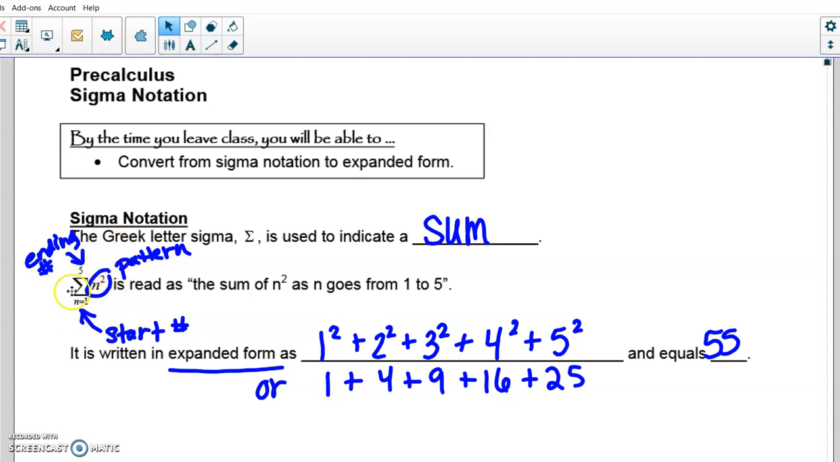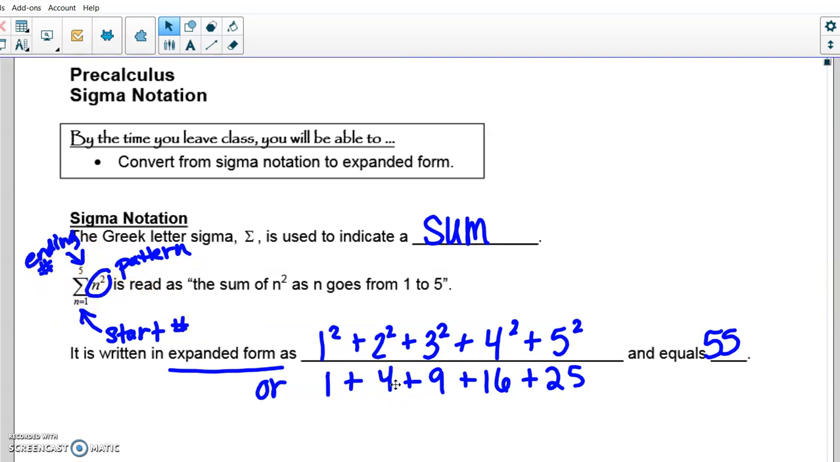So you're going to see the sigma. The number on top is the term you're ending at. So we're ending at term number 5. On the bottom is where we're starting. So we're going to start when n equals 1, and we're going to go until n equals 5. The pattern we're using is n squared, and this can be anything. So the way we would read this is the sum of n squared as n goes from 1 to 5.